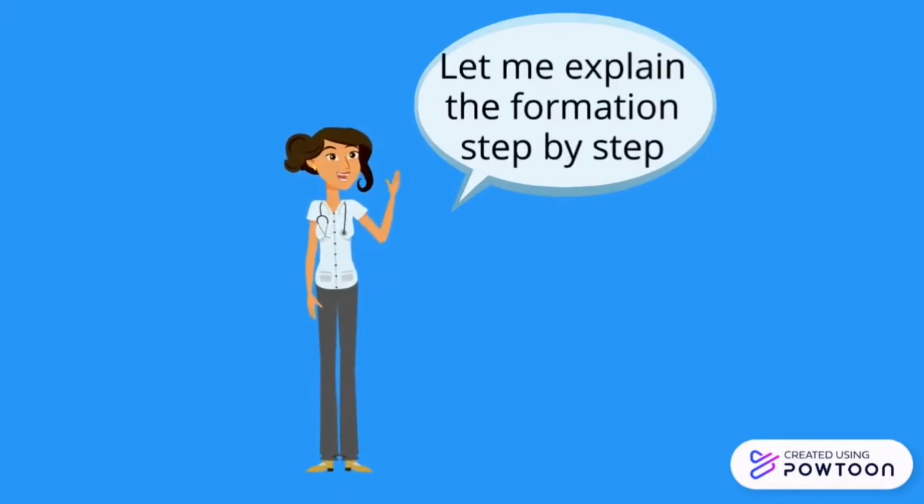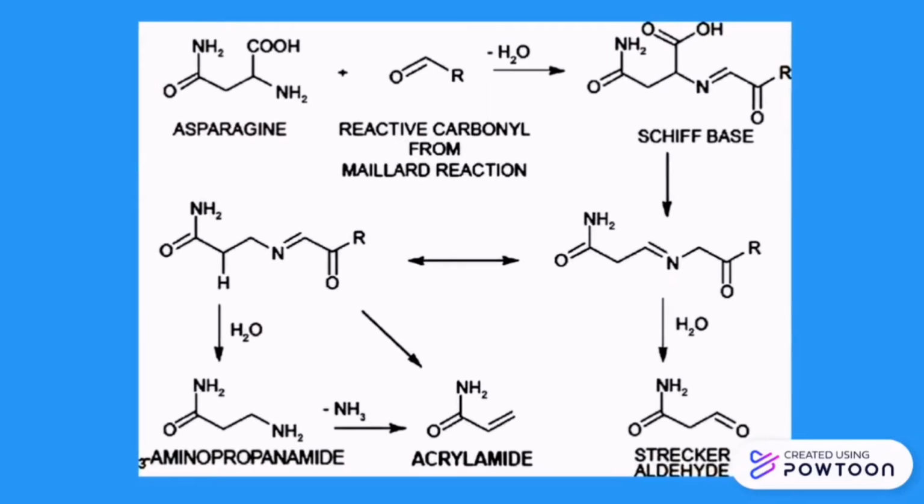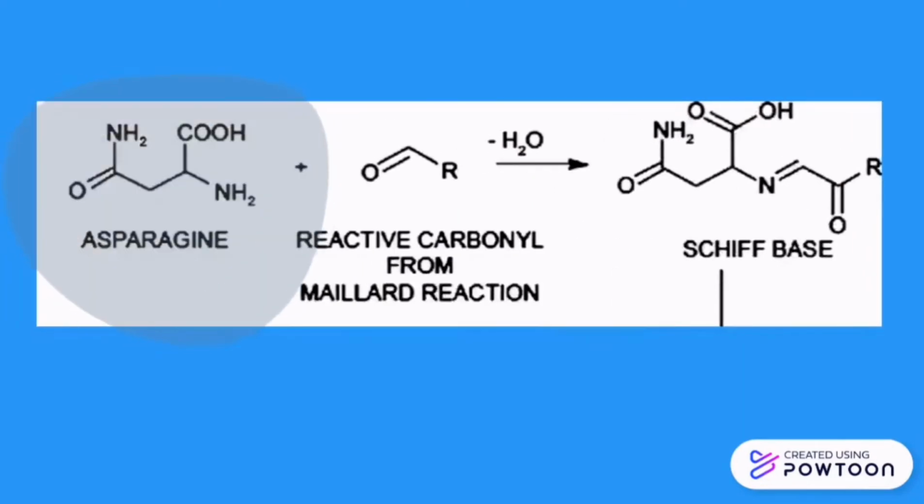Let me explain the formation of acrylamide through Maillard reaction to you step by step. Here's the procedures from asparagine, which is an amino acid, to acrylamide at a glance. Let's look at the first step. The R amino group of asparagine reacts with carbonyl group, leading to the formation of Schiff base. This is the first step of formation of acrylamide.